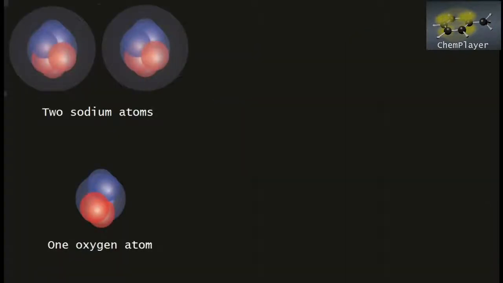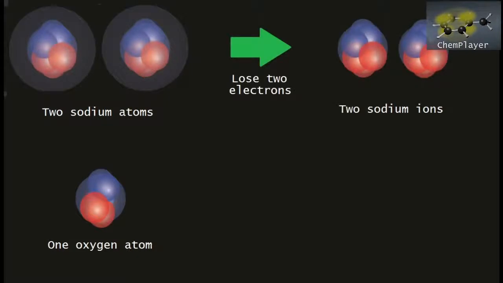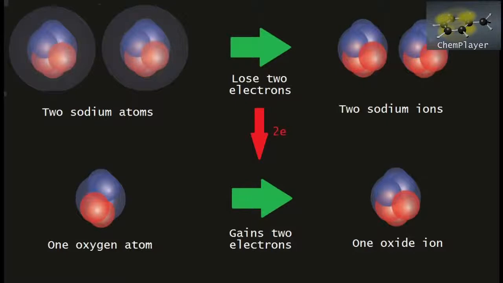So we know that sodium atoms want to lose an electron, and oxygen atoms want to gain 2 electrons. And this explains why sodium and oxygen react together so vigorously. It's a win-win partnership for them both. The resulting compound is sodium oxide: 2 sodium ions and 1 oxide ion.